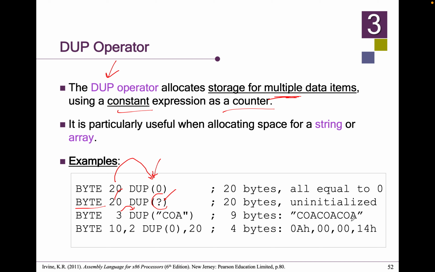You have COA. You have byte. You have 10. Of course you put 10 first, but this one you need to put into hexadecimal. And then you duplicate 2 times of your 0. And another one is 20 in decimal, going to convert it to hexadecimal.